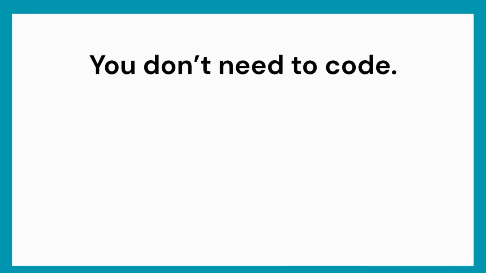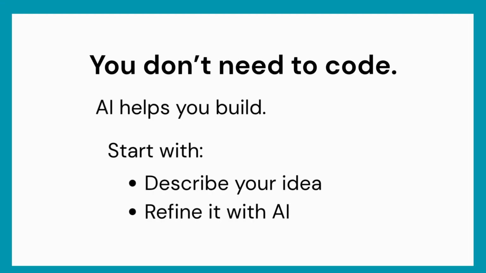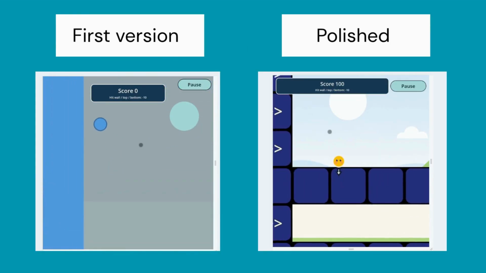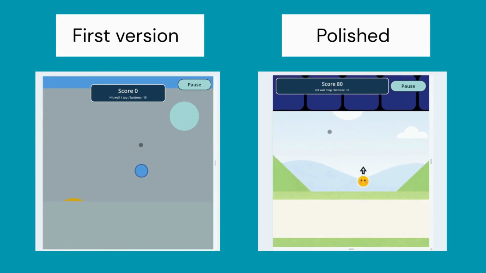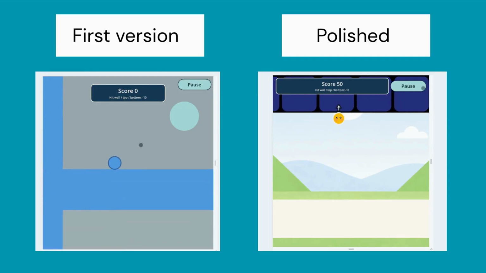You don't need to be a programmer to start making games anymore. AI helps you build. Start with: describe your idea. Refine it with AI. There are still more steps to polish this game. The first version was playable, but very simple. Then I added music, backgrounds, and improved the visuals, and it started to feel like a real game. I'll show you how to do that in the next video.